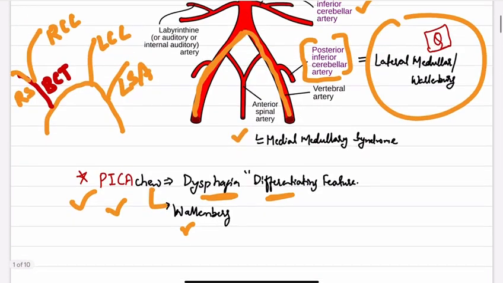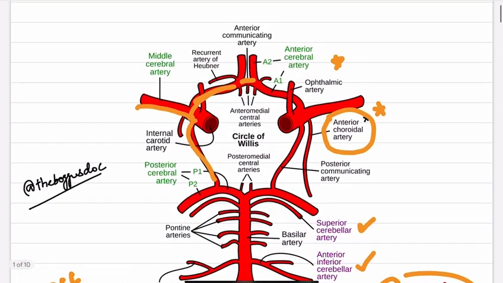So I think you will remember the important part of this. Always remember what makes the circle of Willis. It is the anterior cerebral artery here. Anterior communicating artery can be an answer, but this is important, and this is the posterior communicating artery. I hope this will help you.